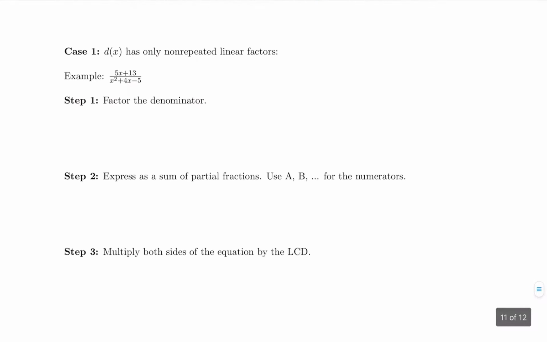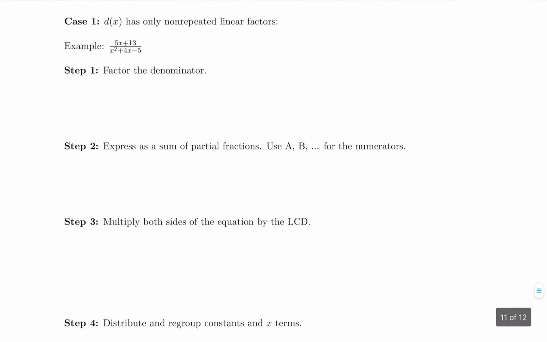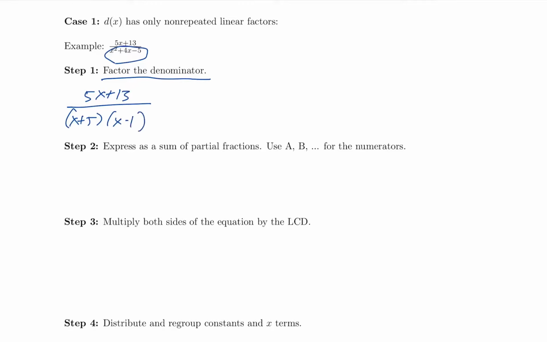So case 1: D(x) has only non-repeated linear factors. First, always factor the denominator. Again, this is just me demonstrating, so you need to be comfortable with this step. You need to be able to do this without these steps given. But since this is the first time you're seeing it in this class, we're going step by step. So first, I have 5x plus 13 on the numerator. The denominator, I'm going to factor as x plus 5 times x minus 1. So we factor so that we have two different linear factors.